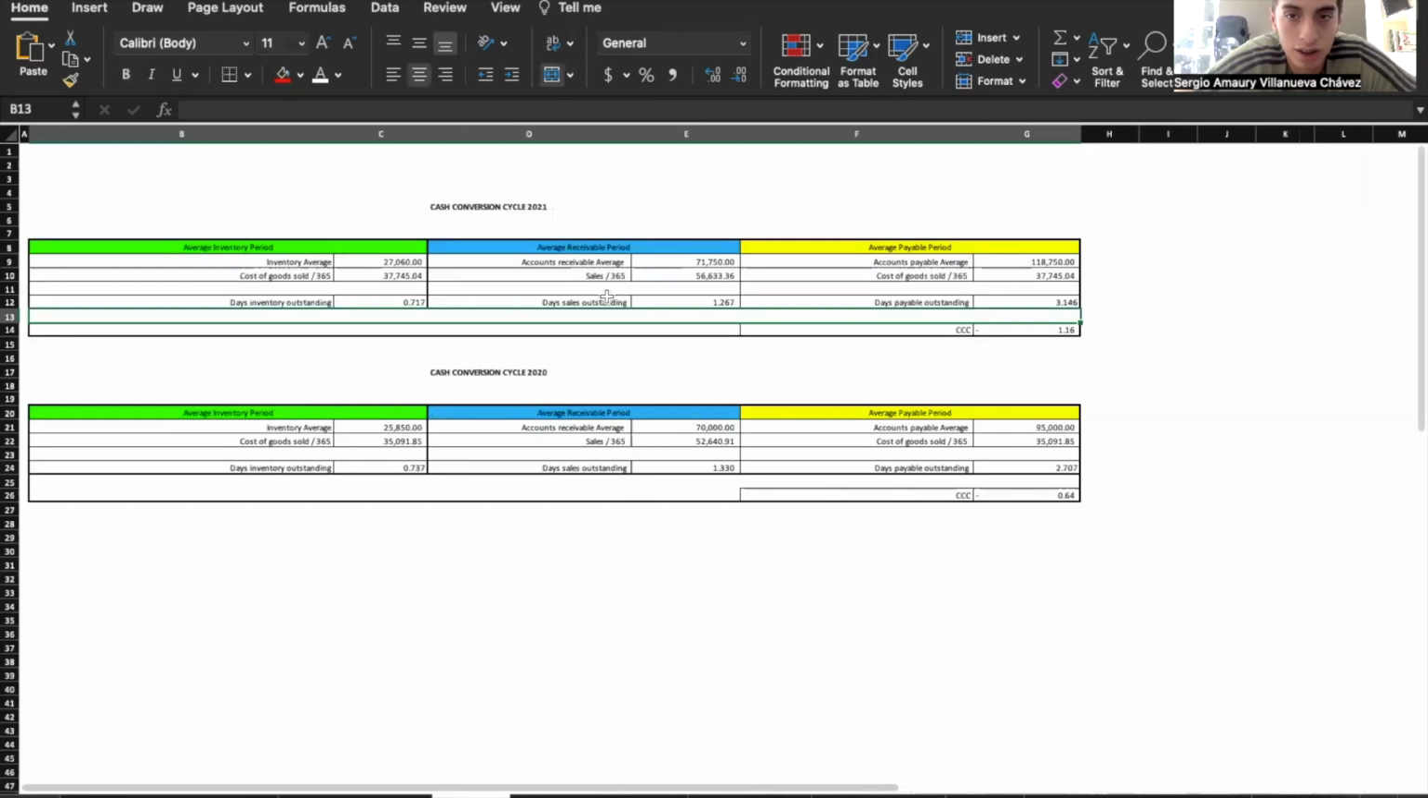Then we used a cash conversion cycle, which shows us how efficient the business is by seeing how fast it can convert its cash into sales or its sales into cash.